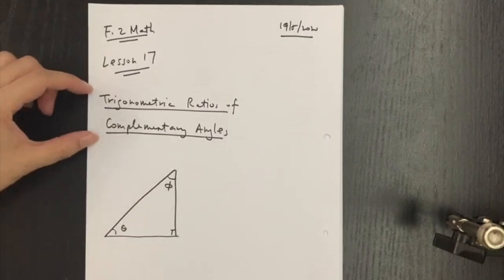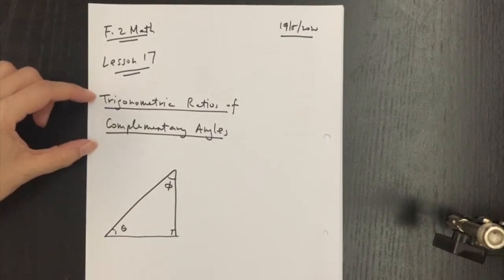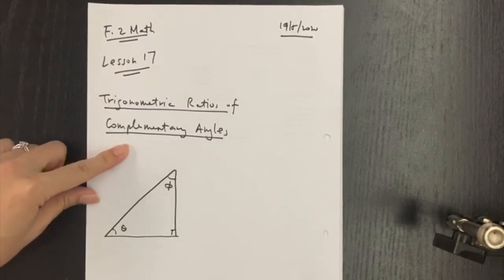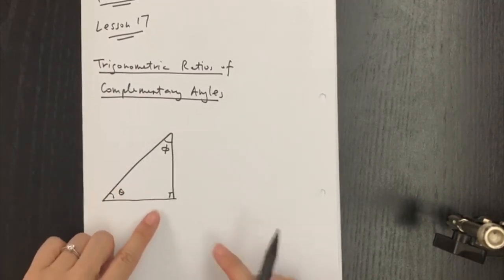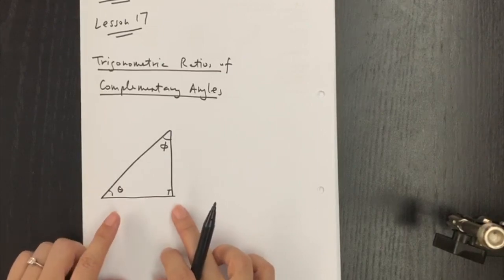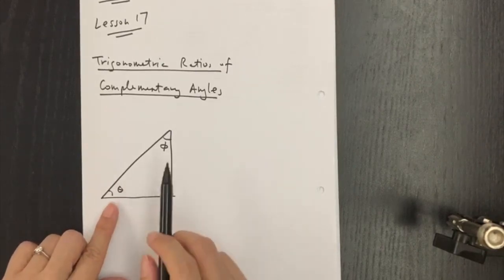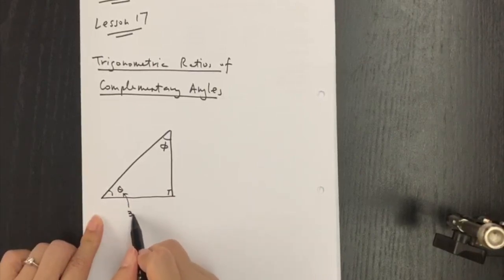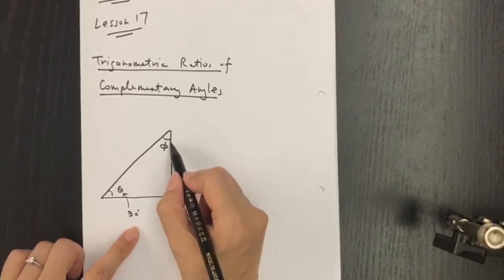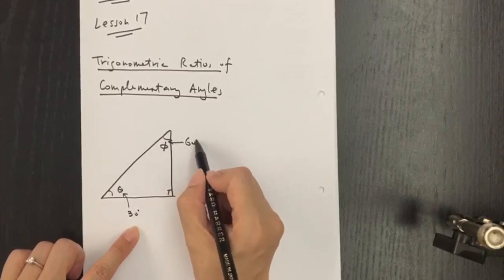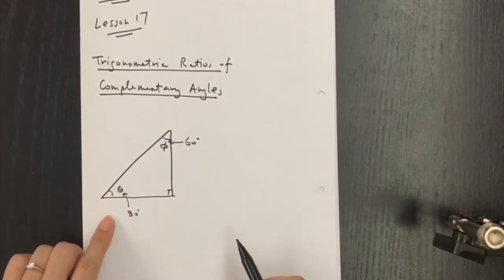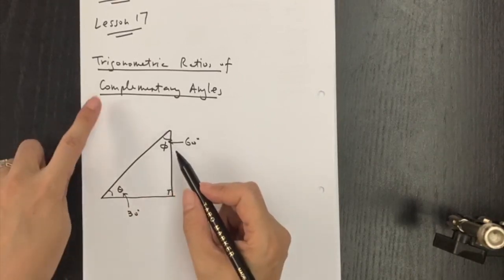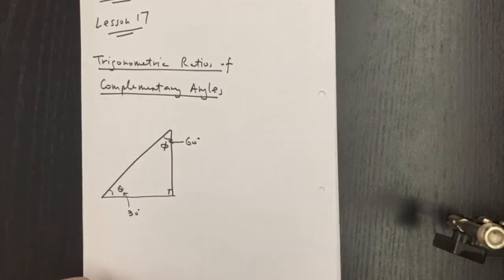Alright, so today's topic is about trigonometric ratios of complementary angles. Now let me explain to you what is the meaning of complementary angles. Here you have a right angle triangle, and let's say this is angle theta and this is angle phi. So what about if theta is 30 degrees? Then this angle phi will be 60, is that right? Okay, so we call this 30 and 60 complementary angles.